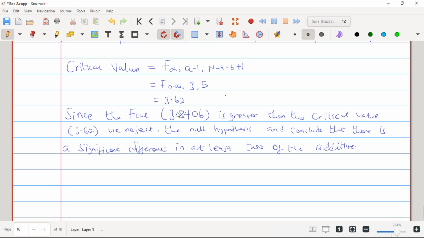And then we just make our conclusion. Since the F calculated, 3.840, is greater than the critical value, we reject our H0, right? And then just conclude that there is a significant difference in at least 2 of the adjectives.